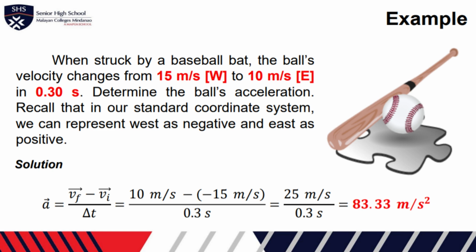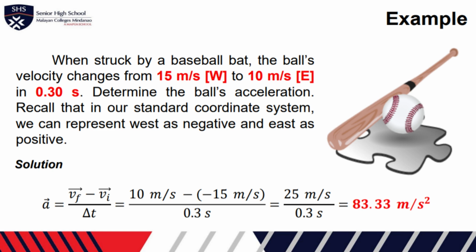Now, once all the operations are computed, it will give you 25 meter per second over 0.3 seconds. Now, again, you need to perform the operations, giving you 83.33 meter per second squared, or if you consider the smallest significant figure, we have there only 83 meter per second squared. So that would be your answer. Easy, right? It's really easy.